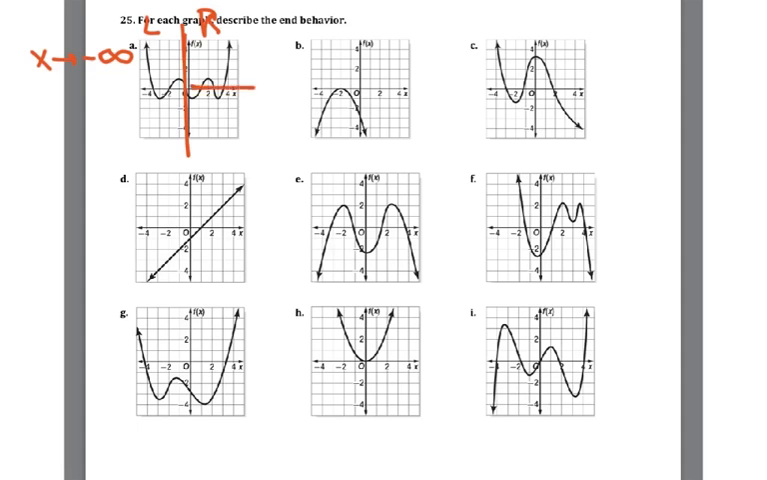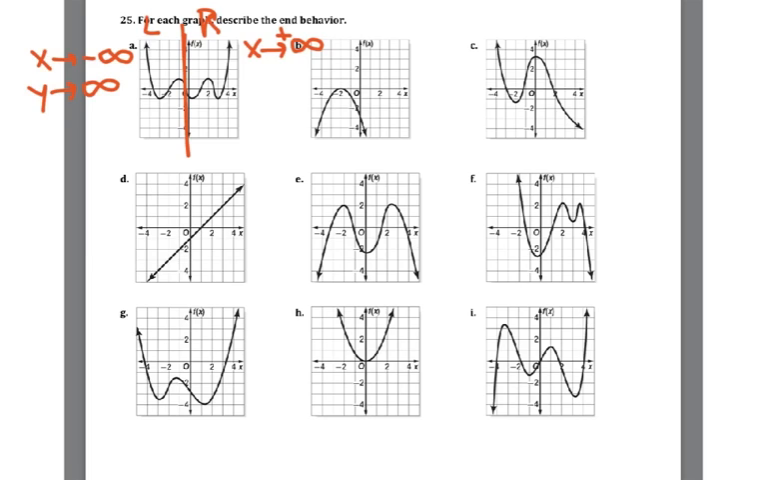The right-hand side is the side where the x values are positive. We're going to say x goes to positive infinity, because the further you go to the right, the bigger the numbers get. What we want to do is determine what the y values are doing on both sides. So on the left-hand side, I want you to see the graph is going up. Well, how far is it going up? Well, it's going up forever. Up forever is the positive y direction.